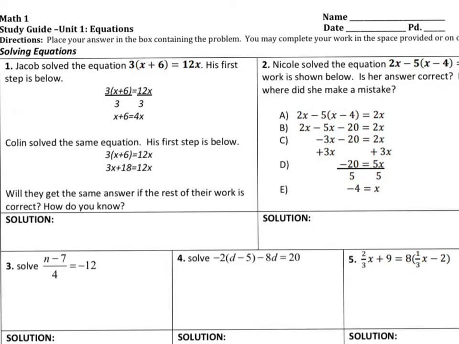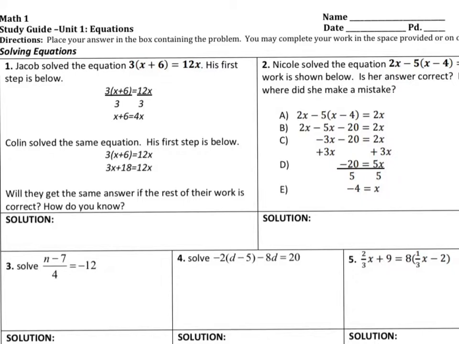Okay, so looking at number 1, it wants to know if these two people got the same answer, even if their work wasn't the same. So let's take a look at what Jacob did in this first question right here. I can see that this was the original equation up here. And it looks like he's divided everything by 3.